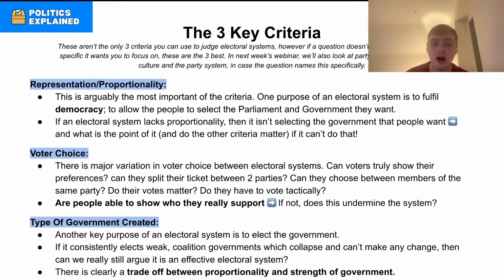And the third one is the type of government created. Ultimately, one of the key purposes of an electoral system is to elect the government. And if an electoral system consistently elects weak coalition governments which collapse and can't make any change, then can we really still argue that it's an effective electoral system? There's clearly a trade-off between proportionality and strength of government, which we'll have a look at when we look at first past the post in particular. So these are the three criteria.